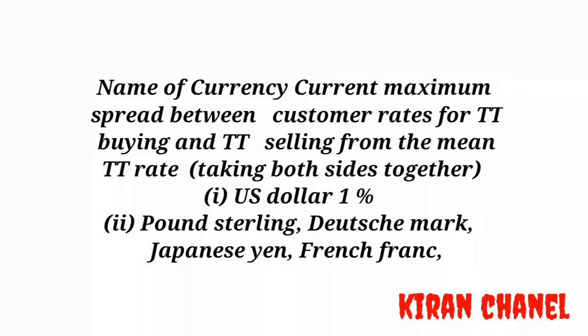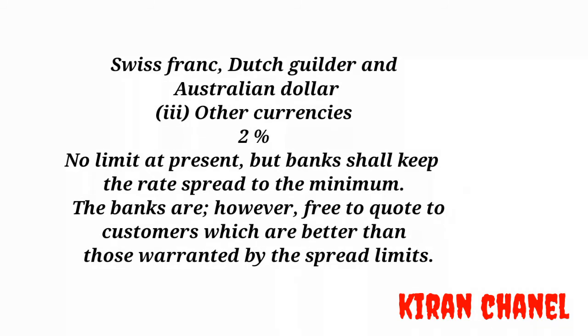Name of currency, and current maximum spread between customer rates for TT buying and TT selling from the mean TT rate, taking both sides together: US dollar 1%, pound sterling, Deutsche marks, Japanese yen, French franc, Swiss franc, Dutch guilder, and Australian dollar. Other currencies 2%. There is no limit at present, but banks shall keep the rate spread to the minimum. The banks are, however, free to quote customers rates better than those warranted by the spread limits.